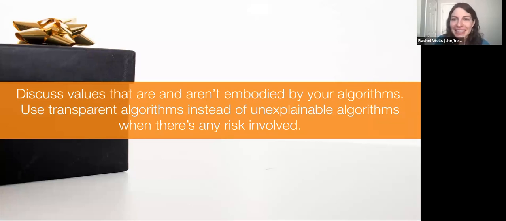Use transparent, interpretable algorithms that can tell you how they work so that the model actually is explainable instead of a model that could just never be explained. A lot of people might be quick to jump to the most exciting, newest neural network, but that could mean increased risk if the model is not interpretable. Be mindful of and discuss the values that are and are not embedded in your algorithm, depending on what model you decide to use.